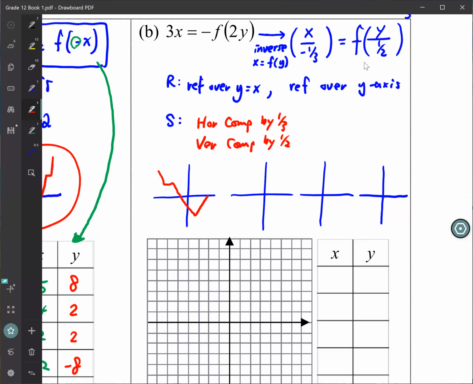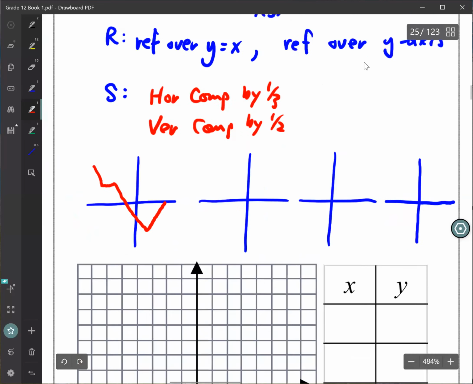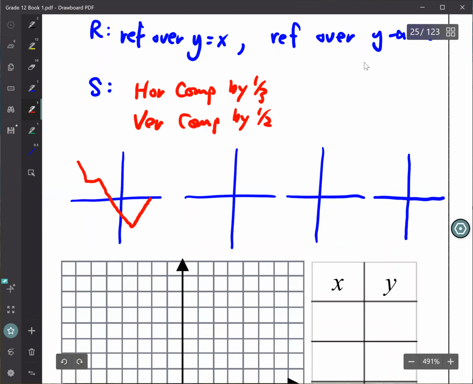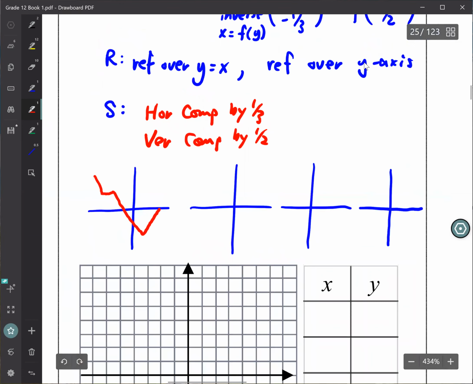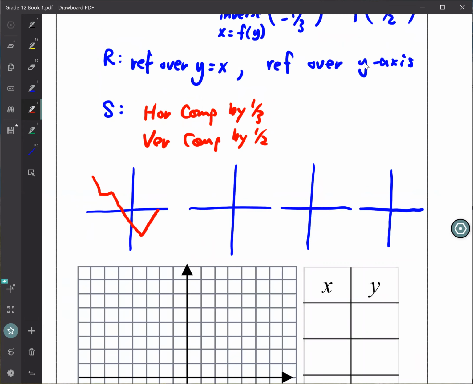Okay, so let's predict, right? Let's draw a little comic strip, see what happens. So this one might be a little bit tricky to draw. Okay, we want to reflect over y equal x, which means there's a reflection line, right? If you remember from when we learned inverse.